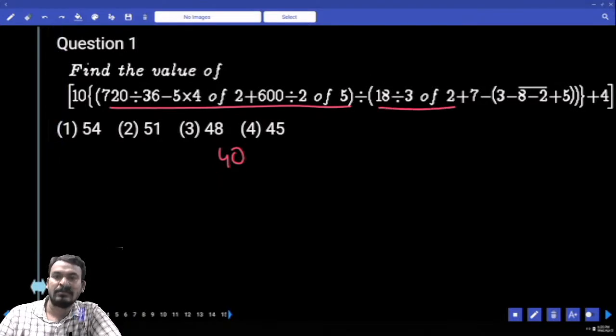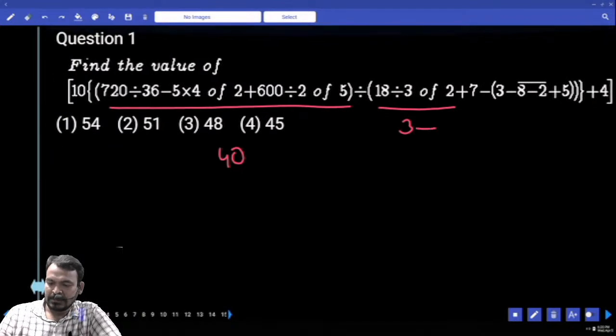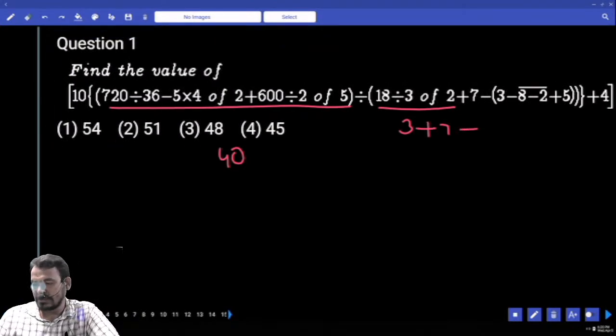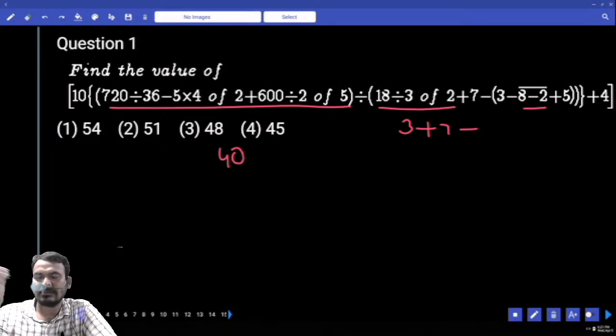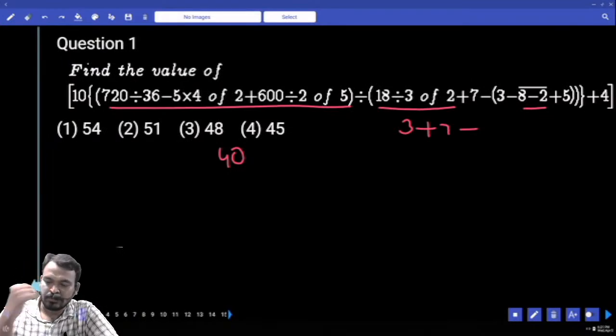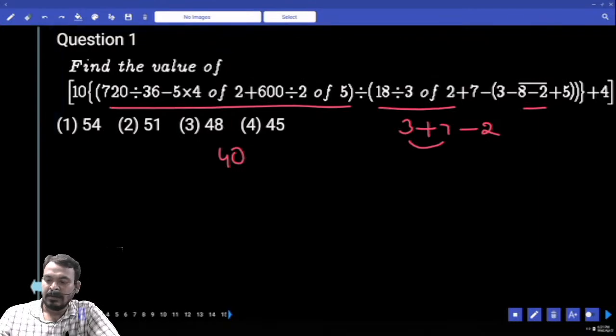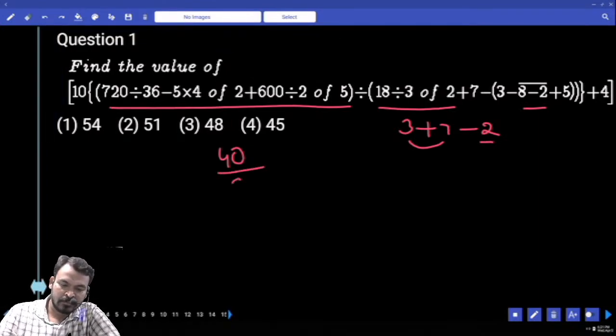18 divided by 6 means 3, plus 7 minus... what is the first priority? 8 minus 2, or not? How much? 6. 3 minus 6 minus 3, minus 3 plus 5 plus 2, 7 minus 2, or not? 7 minus 2, 3 plus 7, 10, 10 minus 2, 8. That is the denominator value, or not?